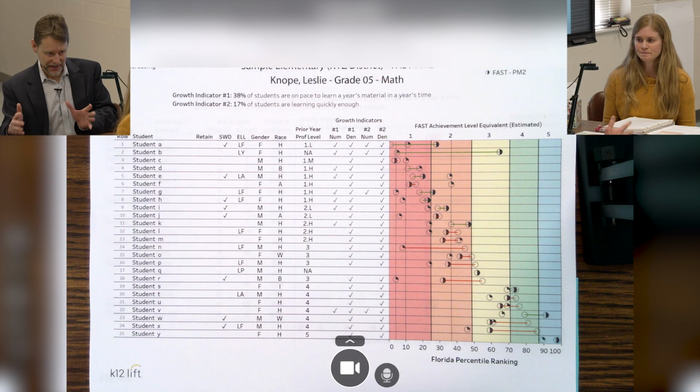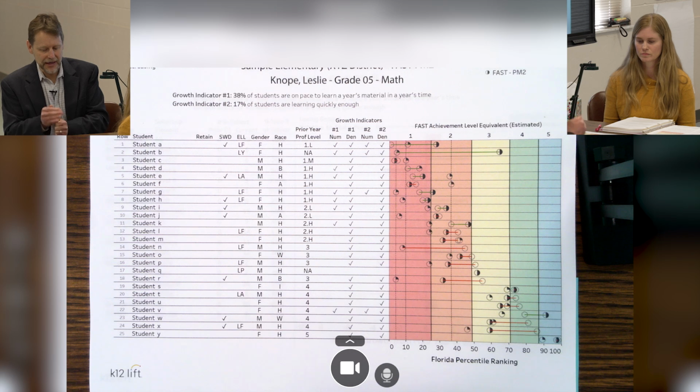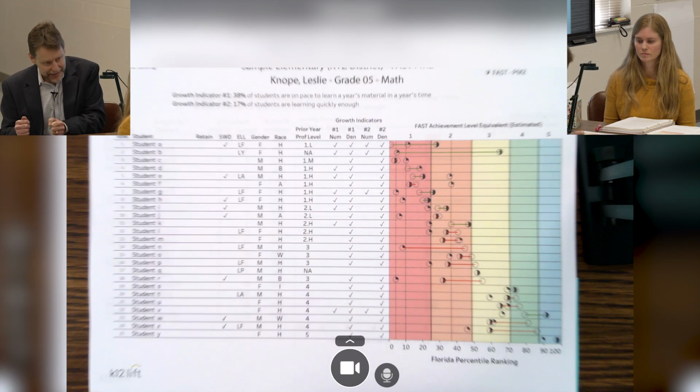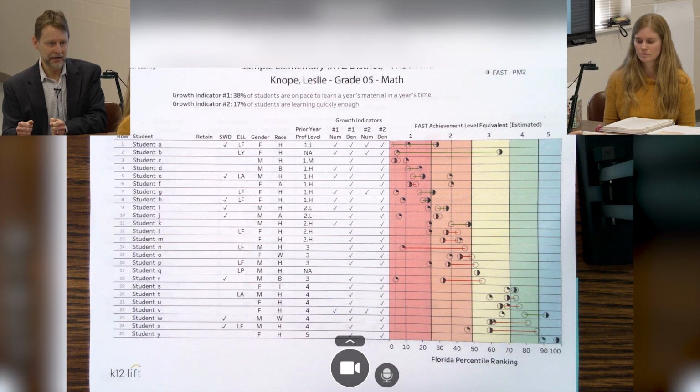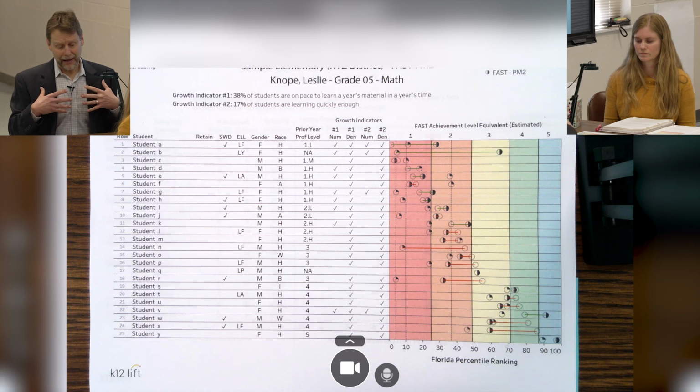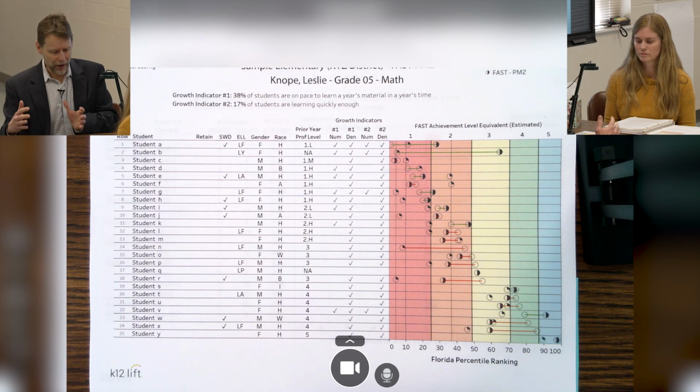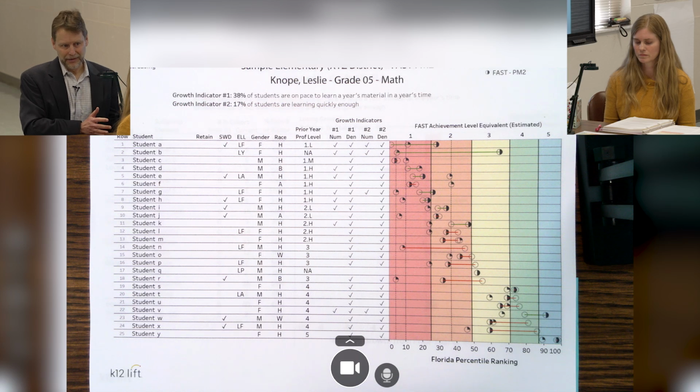Okay. K12 Lift is telling us, with the percentile ranking, that if my student continues to learn a normal amount through the rest of this year, this is what they'll get on the end of year FAST assessment. Okay. So I want to argue that the K12 Lift report tells us something more important than the portal.